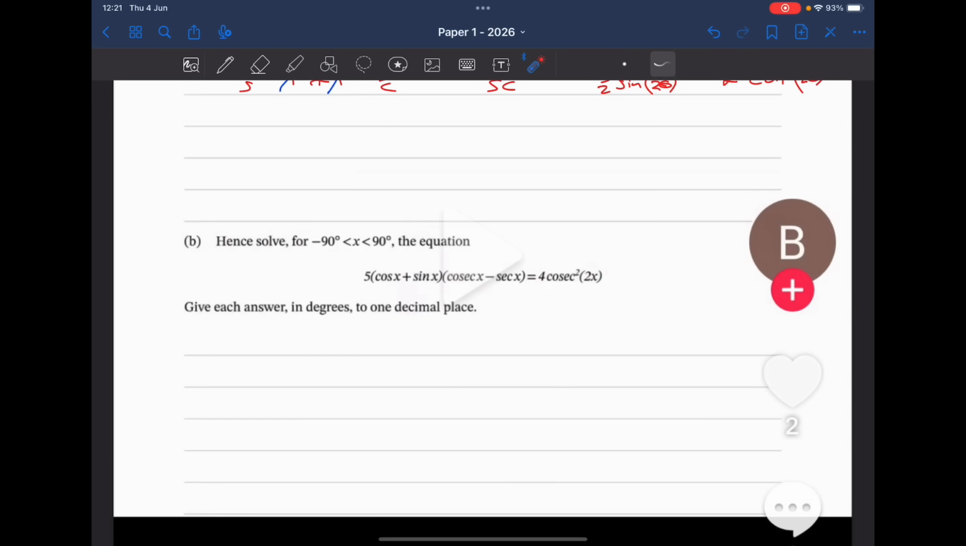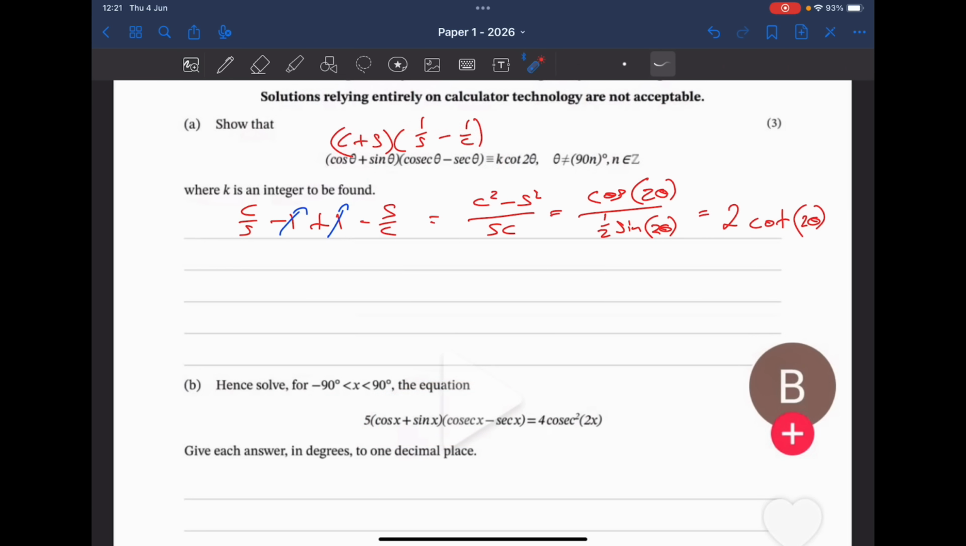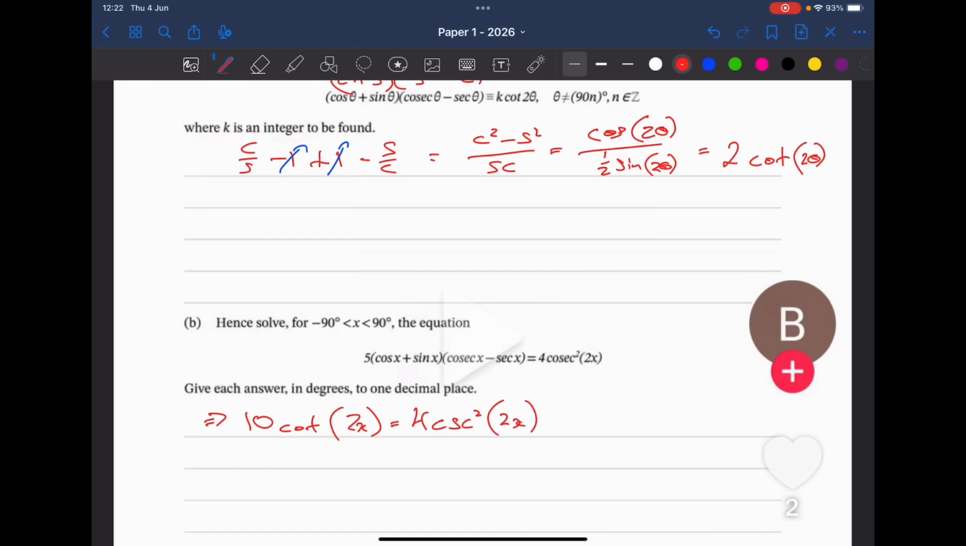Looks good to me. Down here then, solving it, you need to spot that this thing that we have is that thing. So this is the same question as having 5 times by 2, so 10 cot 2 theta is equal to 4 cosec squared 2 theta. I know they've used x, I will actually change this to x. This is good. I will divide things by 2 straight away, so that 10 is just going to be 5, that will be a 2.